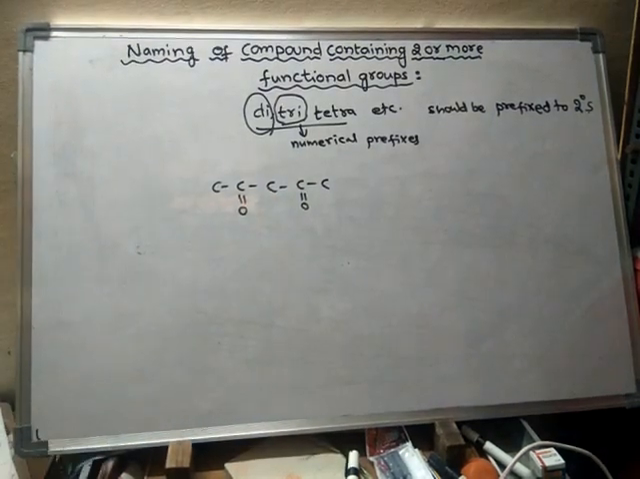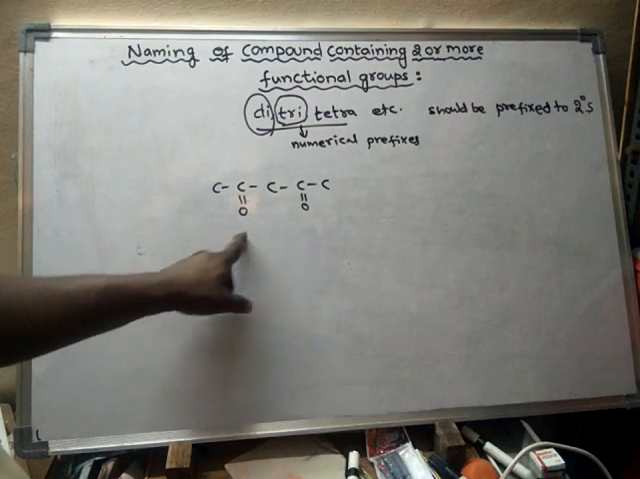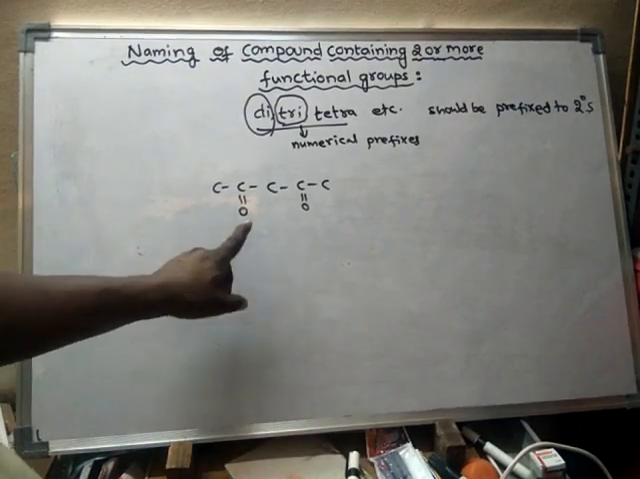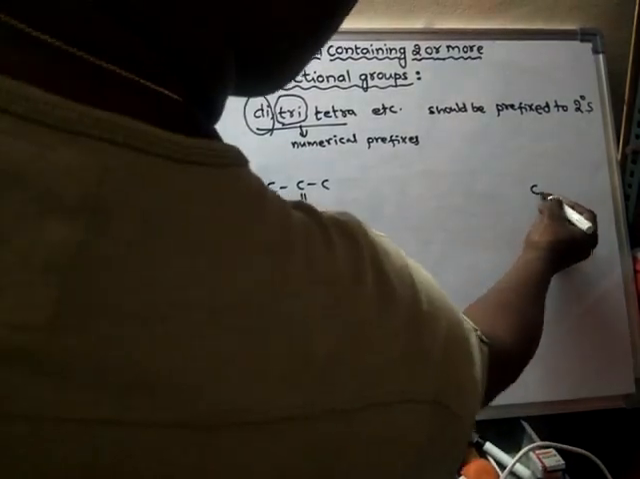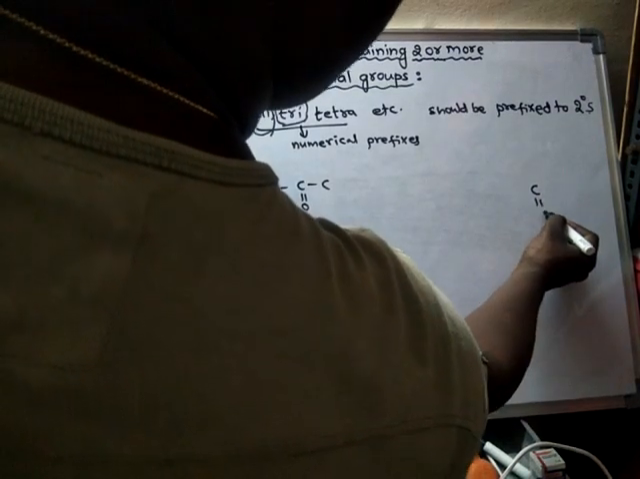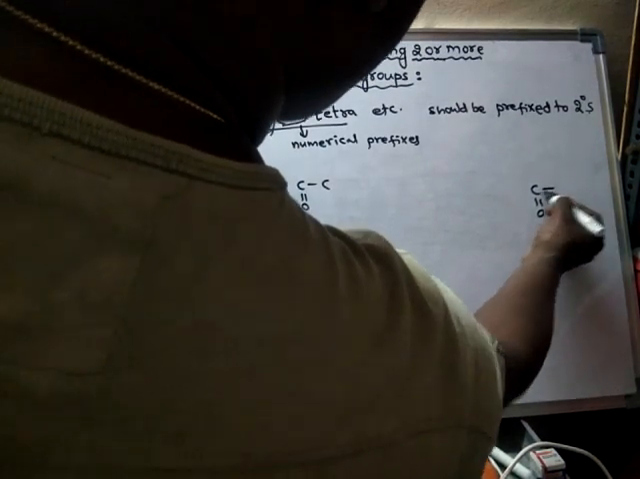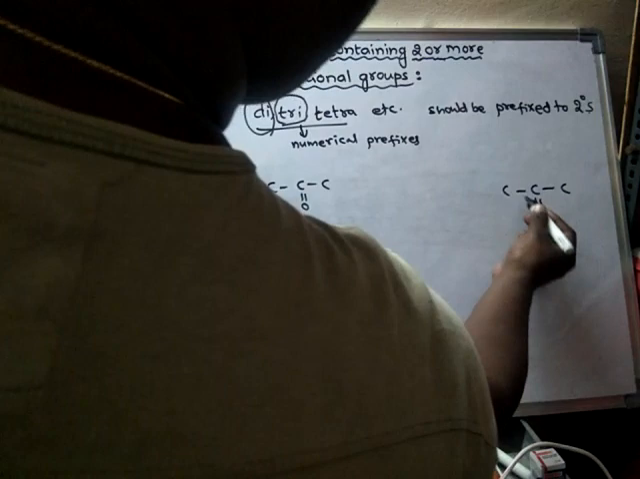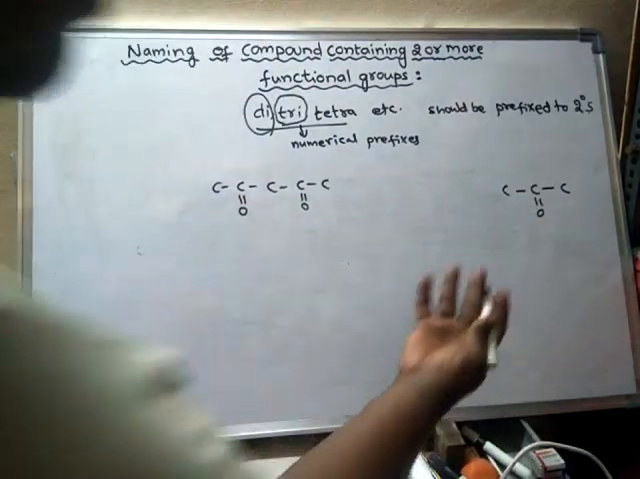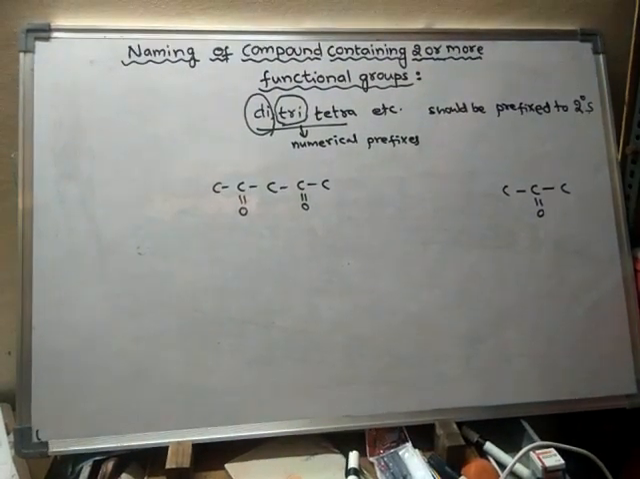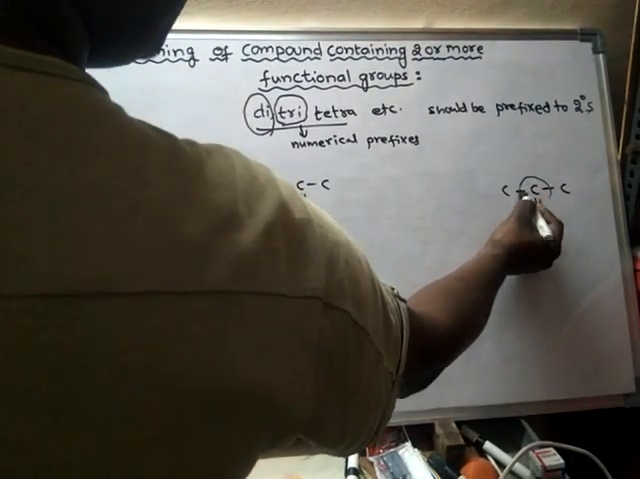What is the name of this compound? See, here the functional group is not an aldehyde, it is a ketone functional group. If a carbon is bonded with oxygen by a double bond and two other carbons are attached, then it is not a chain terminating functional group. Only aldehyde is a chain terminating functional group, whereas ketone is not. It is present in the middle portion.